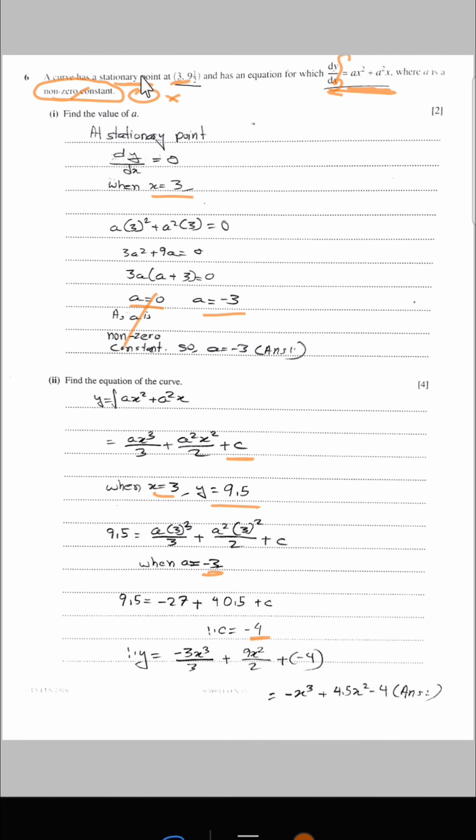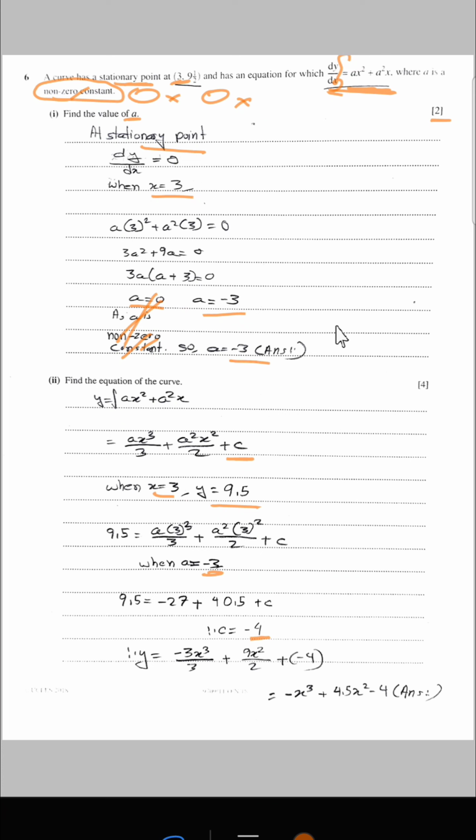In question number 6, the curve has a stationary point at 3 and 9 1 by 2, that is 9.5, and has the equation for which dy by dx is given, where a is a non-zero constant. So a is a non-zero constant, which means 0 could not be our answer. Find the values of a. This is a 2-mark question, so it is an easy one. Since at a stationary point dy by dx is equal to 0 and we know the value of x, we put this in our equation and solve it to find the value of a, that is 0 and minus 3. Since a cannot be 0, the final value of a is minus 3.